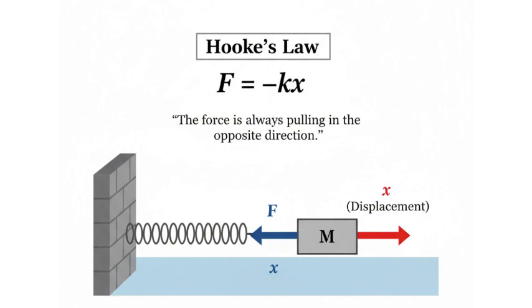F is that restoring force, k is the spring stiffness, we call that the spring constant, and x is just how far you stretched or compressed the spring. Now, that little minus sign, don't ignore it. It's super important because it tells us the force is always pulling in the opposite direction of the displacement.